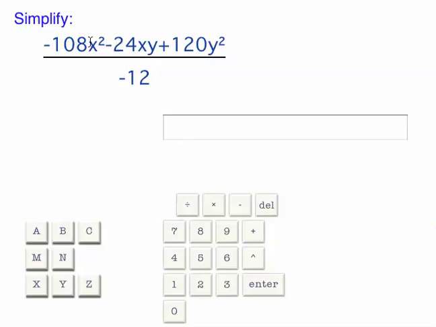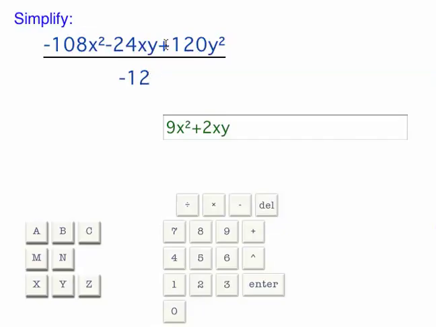So negative 108x squared divided by negative 12 is going to be positive 9. Okay, so 9. And then we're left with that x squared. So x to the power of 2. And then the negative 12 is going to divide the negative 24xy. Now the negative 12 doesn't go into the xy, but it's going to go into the 24 twice. Okay, so plus 2. Okay, we have a negative divided by negative, which is a positive. 24 goes into 12 twice, and we're left with xy.